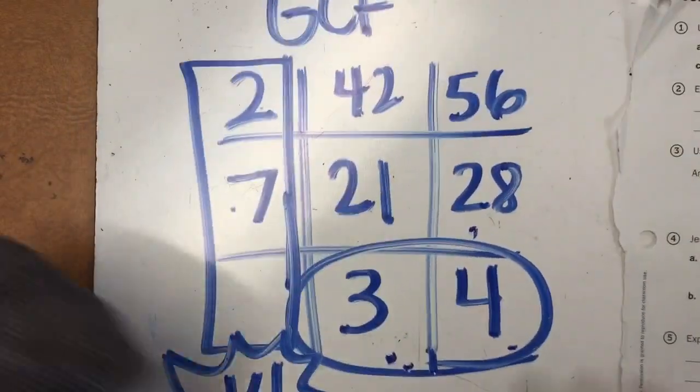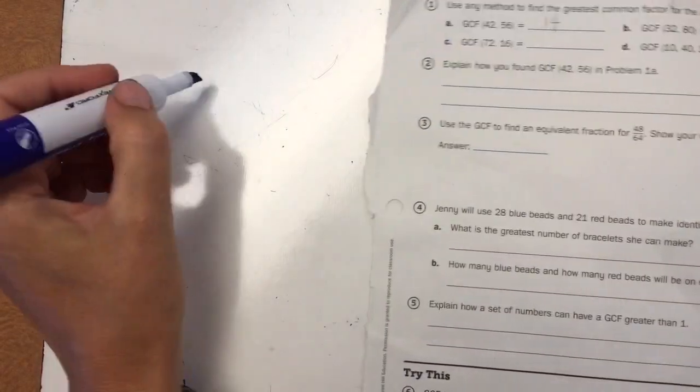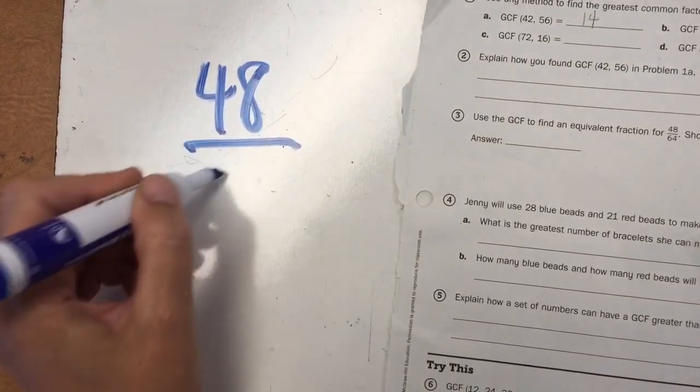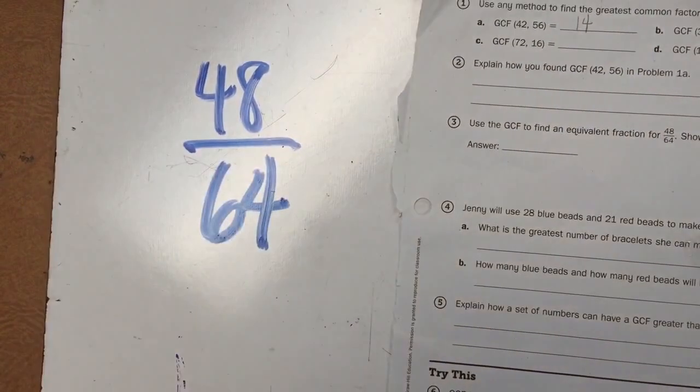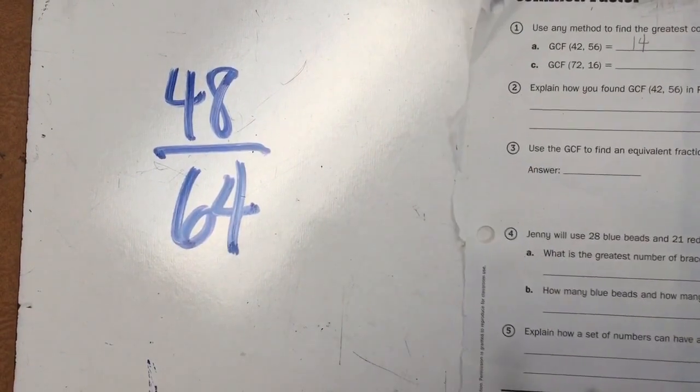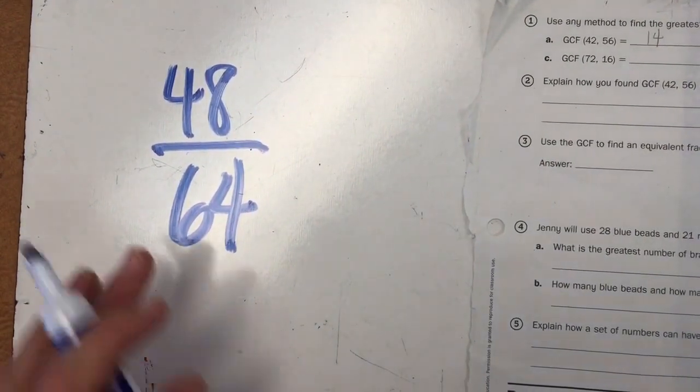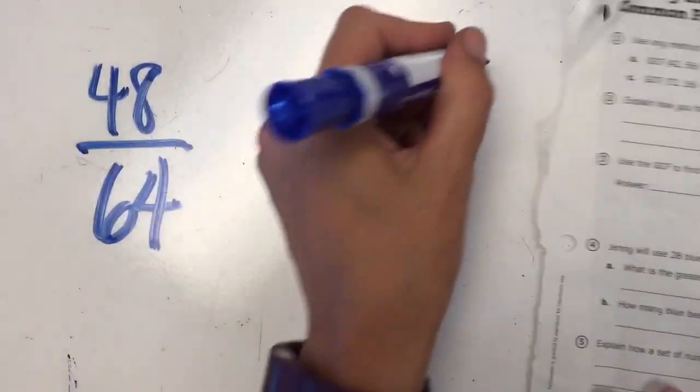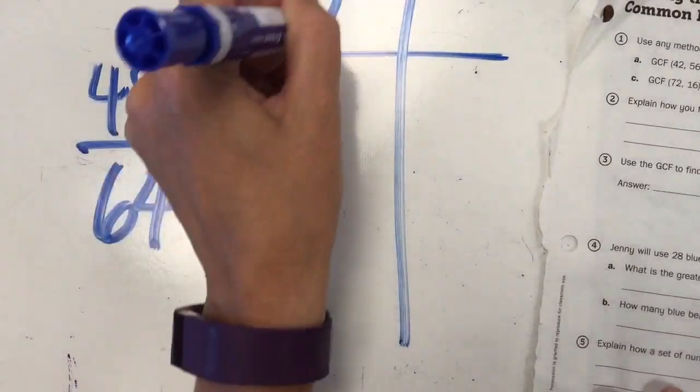The way that this is especially useful, and you'll see it in question number 3, is that you can use this in order to find what you could divide fractions by, the numerator and denominator both by, in order to get the fraction's simplest form. So in this case, we would find the GCF for 48 and 64.